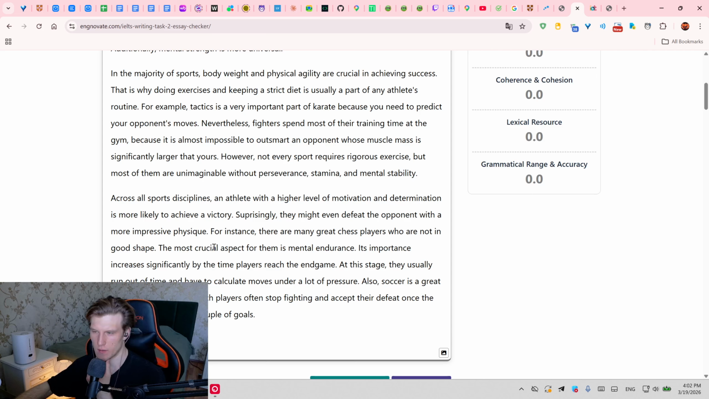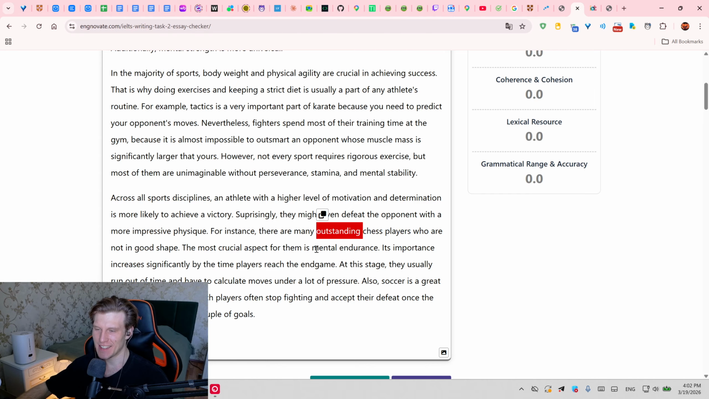More impressive physique. There are many great chess players. There is nothing wrong with that, but I'm just thinking maybe some more formal academic word for great. For instance, there are many aspiring chess players. There are many outstanding, let's say. Let's put that here. In any case, that would give us a slight point, maybe.